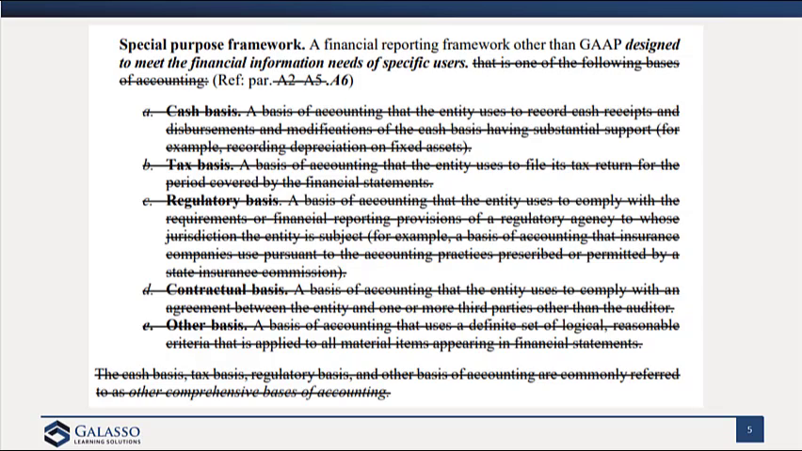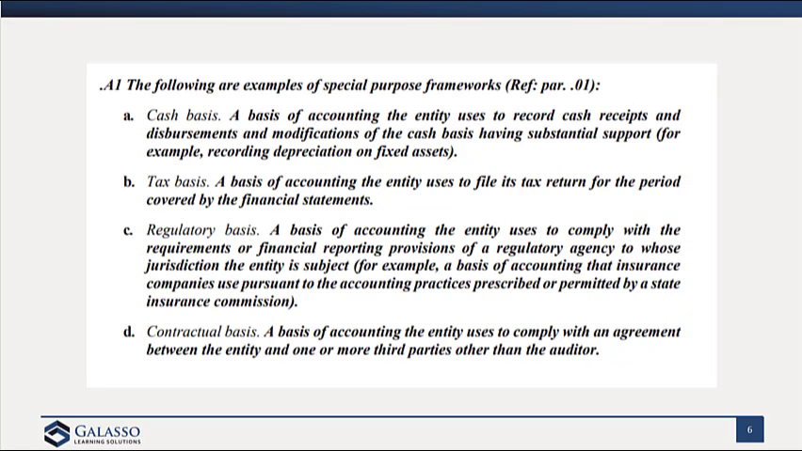So you can see here the current definition is going to be really shortened, and so it's just going to be a financial reporting framework other than GAAP designed to meet the financial information needs of specific users. And you'll notice that they've removed cash, tax, regulatory, contractual, and other basis and their definitions from the definition of a special purpose framework. Instead, in A1, again, this is the application material, they then give examples of special purpose frameworks, including cash, tax, regulatory basis, but they don't list them inside of the definition.